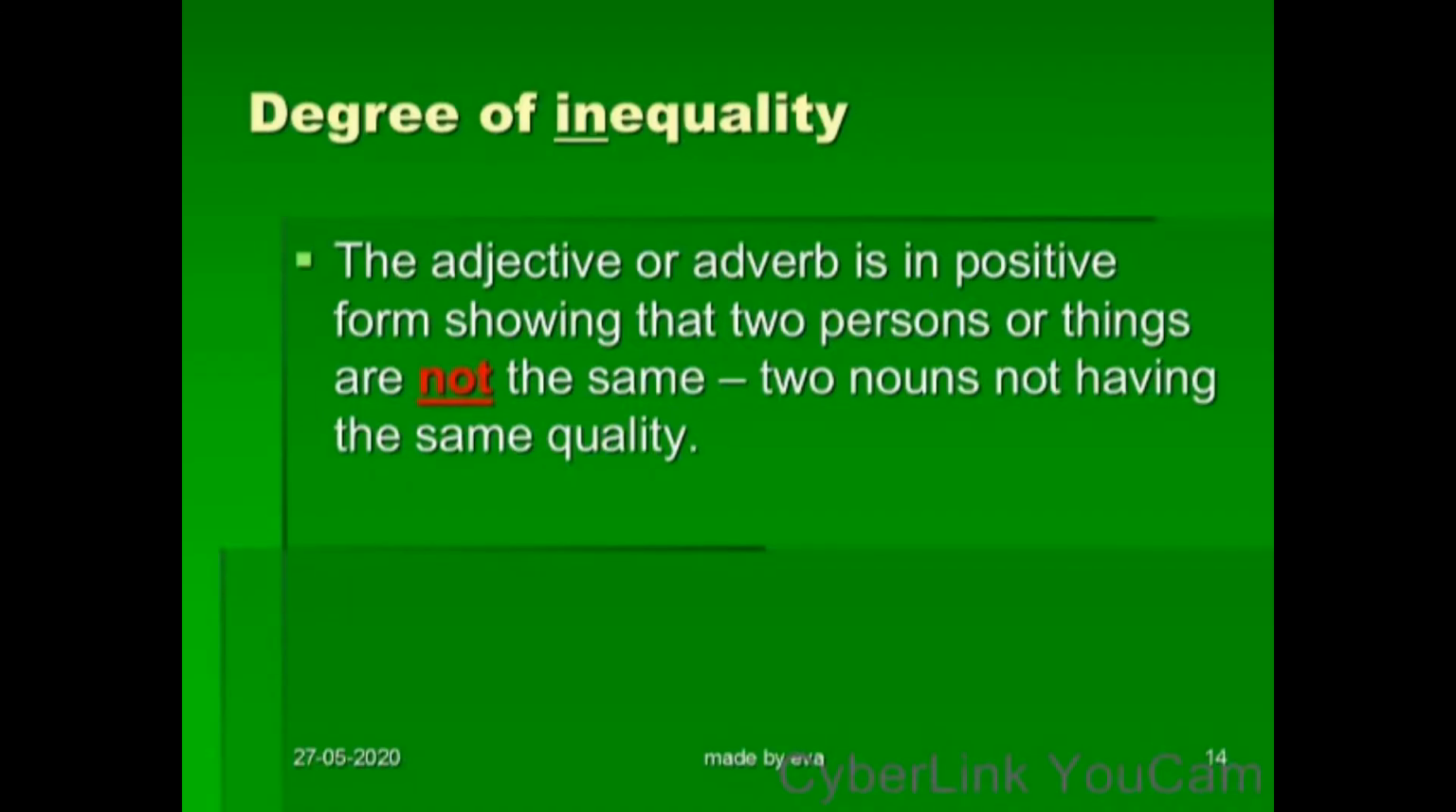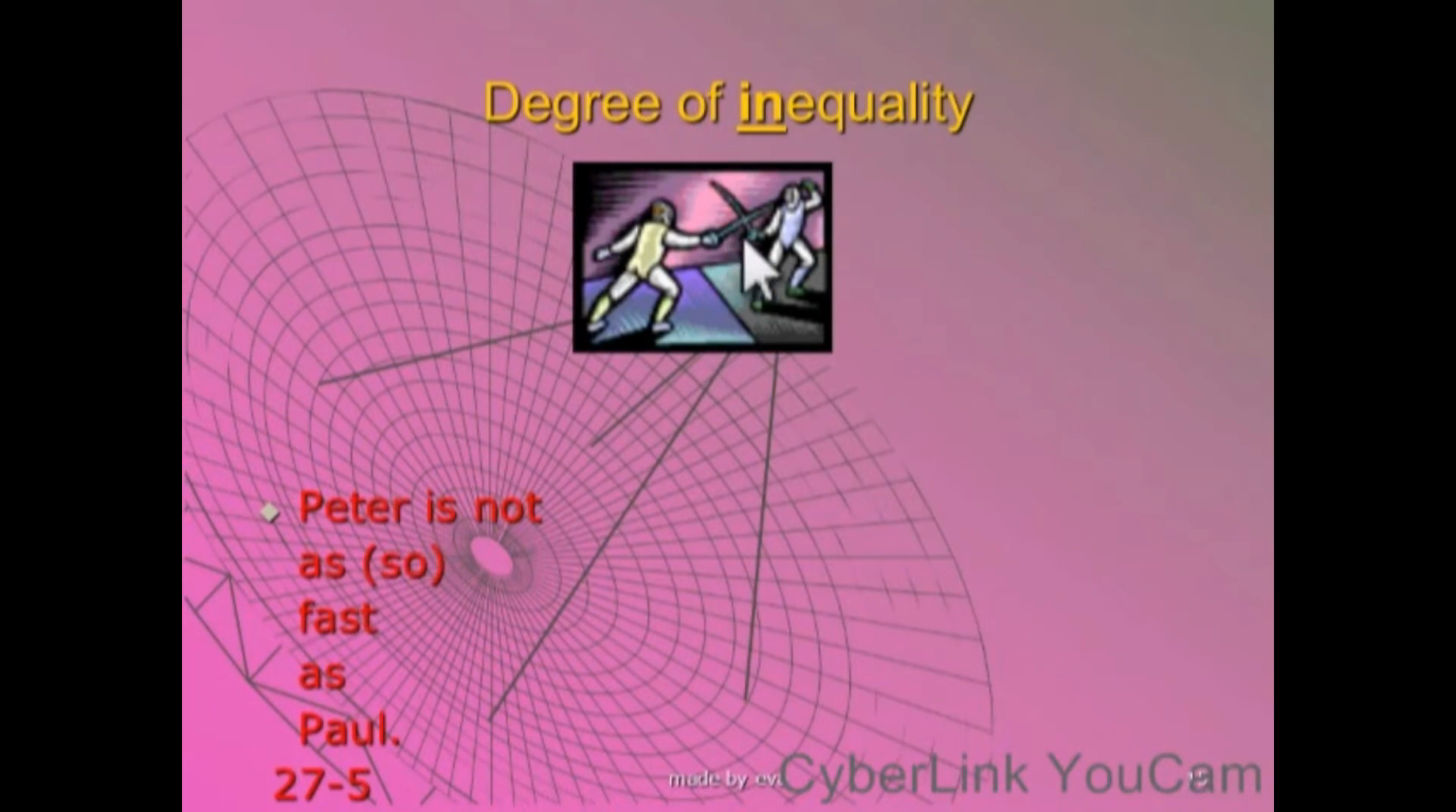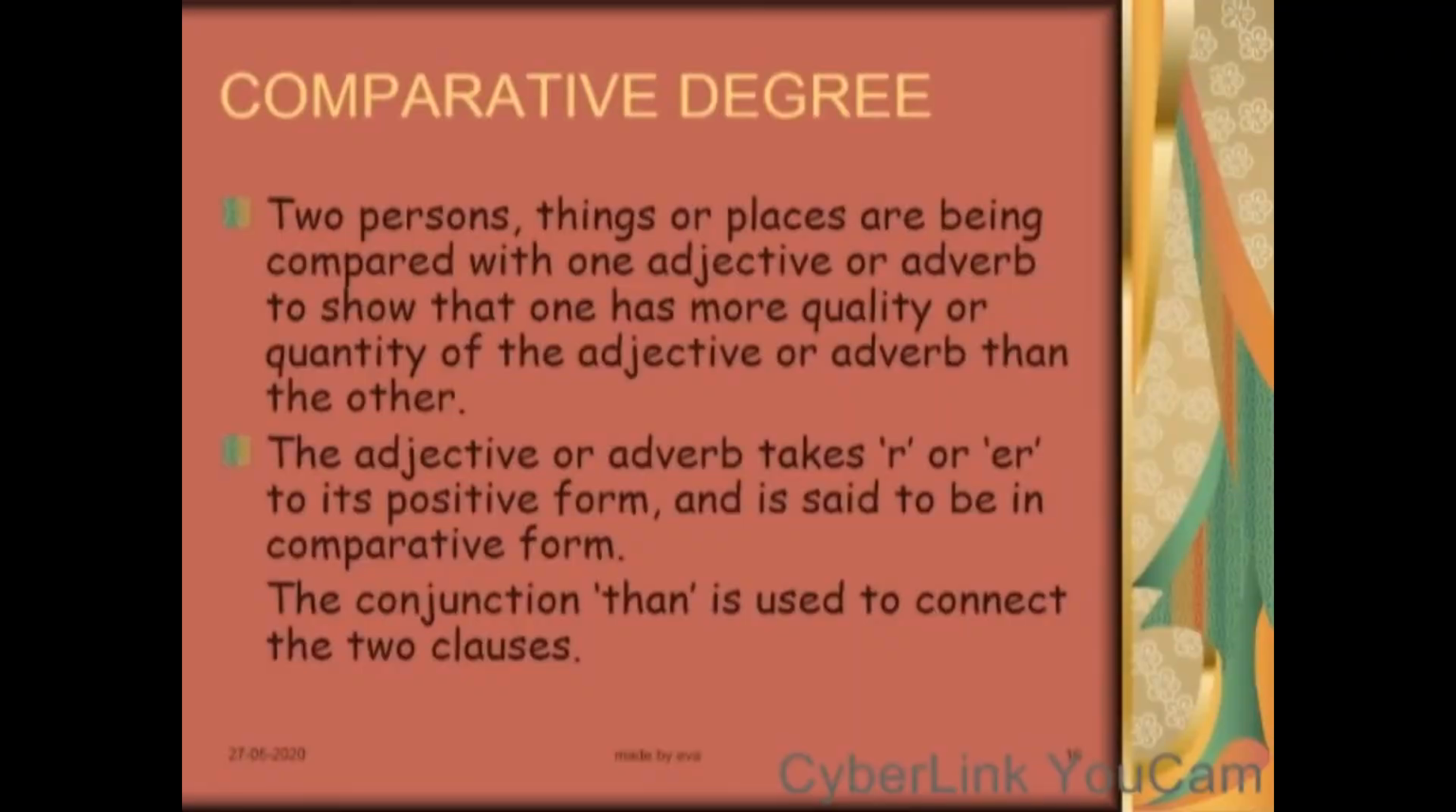Degree of inequality: the adjective or adverb is in positive form, showing that two persons or things are not the same, two nouns not having the same quality. Example for you: see the picture first. Peter is not so fast as Paul. This is the example of inequality of degree. Next slide for you.